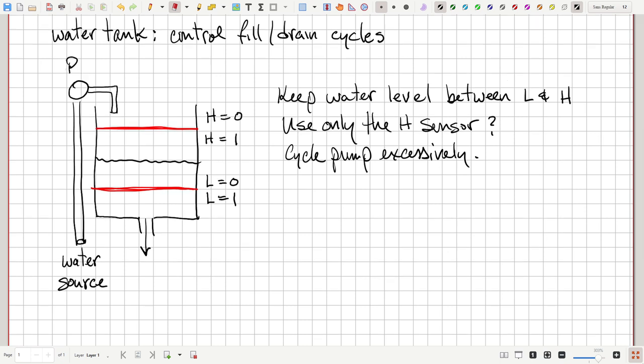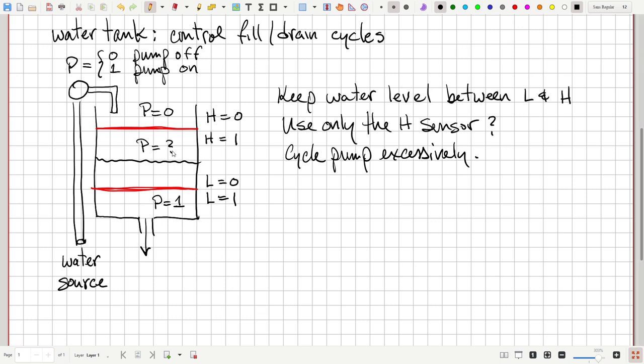Now, let's analyze this system. If the water level goes above the H line, and the pump over here, let's consider that a logic variable. If it's 0, then the pump's off. And if it's equal to 1, then the pump's on. So if we're above the H level, definitely we want the pump to be off. No question about that. If we're below the L level, definitely we want the pump to be on. But what about if we're in between the H and the L levels? What should the pump value be?